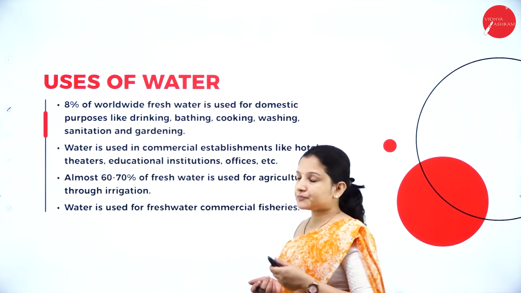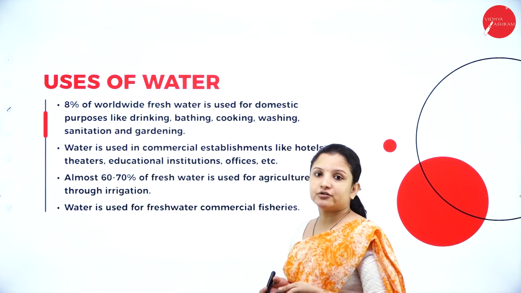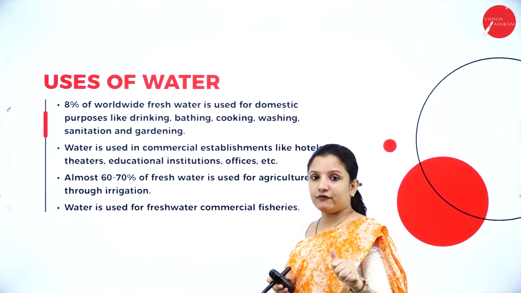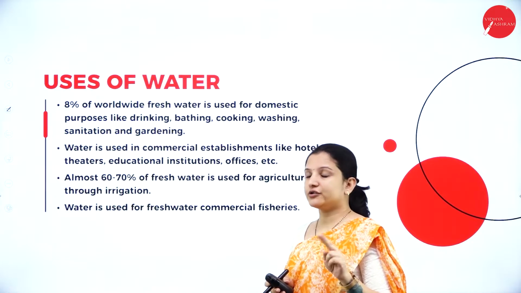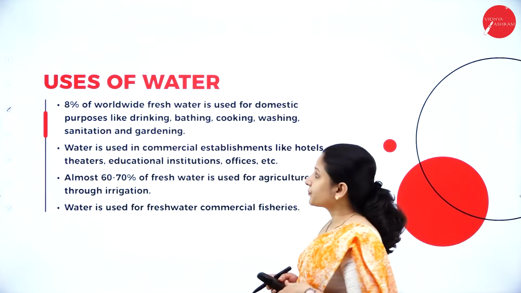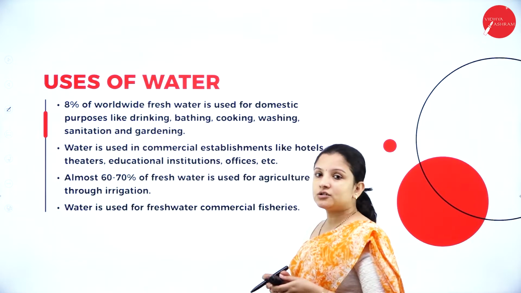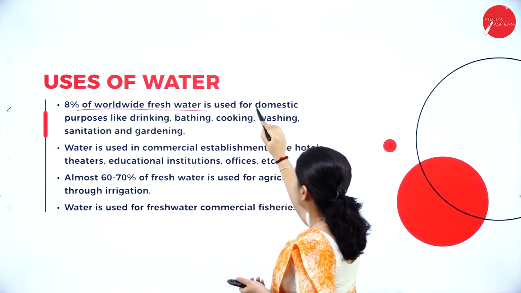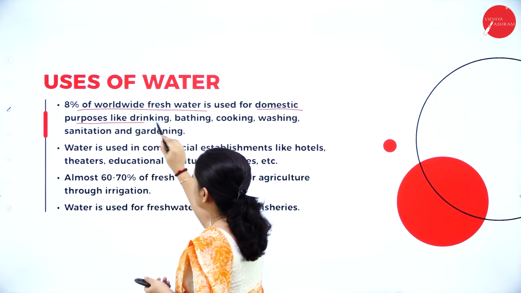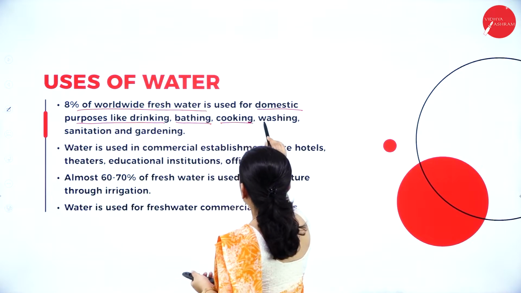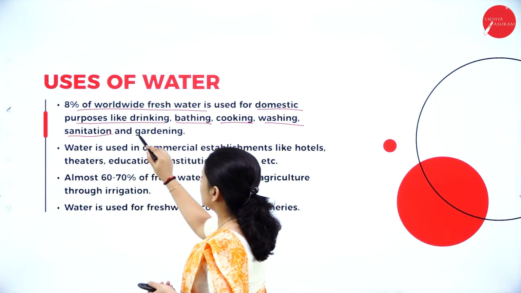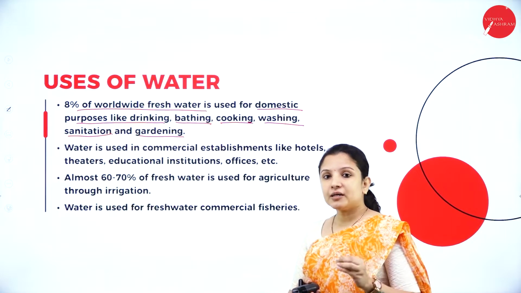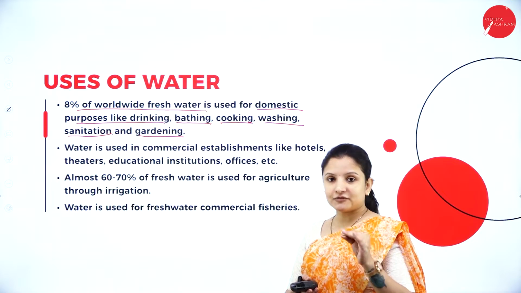Next, moving on to the uses of water in detail. We studied uses of water under two headings: consumptive use and non-consumptive use. So, you know the difference between the two now. Next, talking about uses of water. 8% of worldwide fresh water is used for domestic purposes like drinking, bathing, cooking, washing, sanitation and for gardening purposes. So, 8%. I told you only 1% of water is available as fresh water.